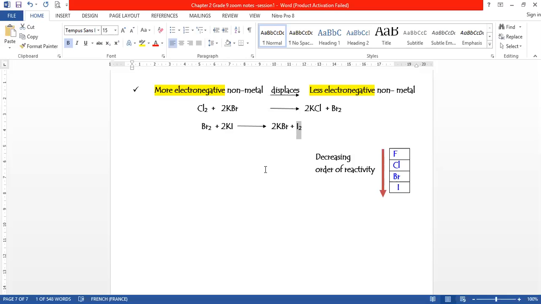So it will be taking more electrons towards itself. So the more electronegative atom, or the non-metal which will be on top of the reactivity series, will go and displace a less electronegative non-metal from its compound. So that's the reason why Cl is displacing Br and Br is displacing I.